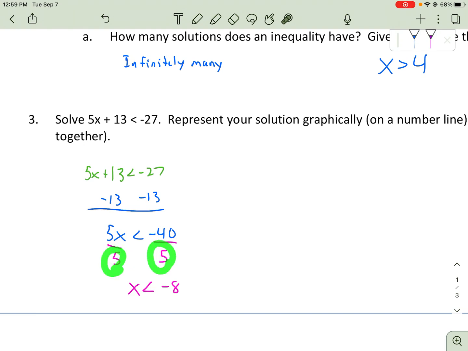So it has to be this number that we chose to divide by. This was already a negative 40. We divided a negative number by a positive number. So we do not switch that. We did not divide by a negative. So we get x is less than negative 8.